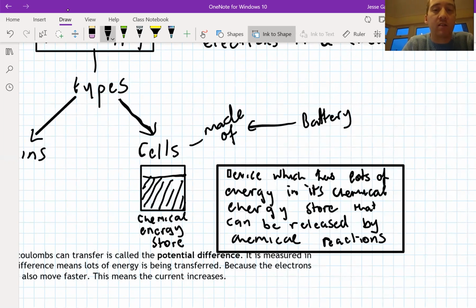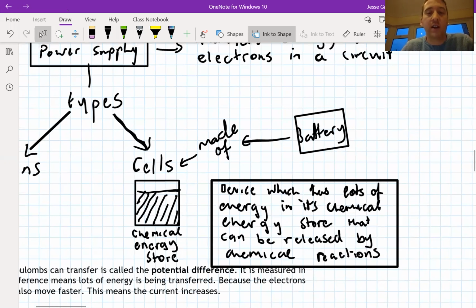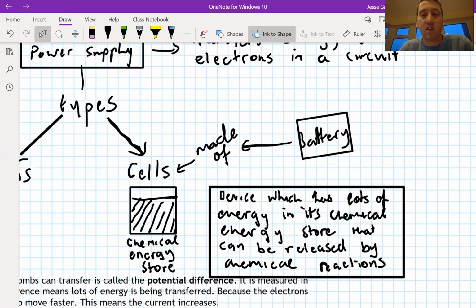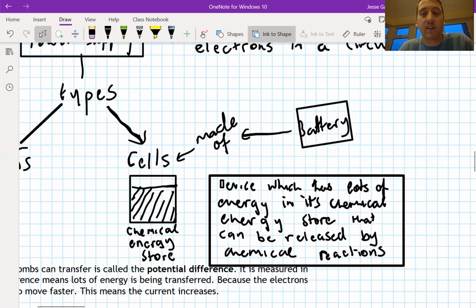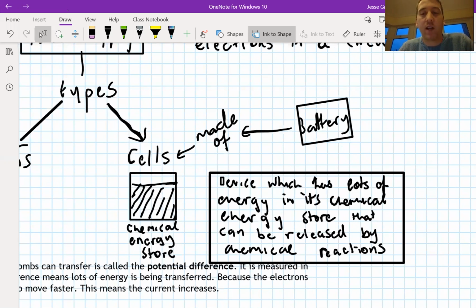So it's made of cells. So batteries are made of cells. So a battery itself is two cells or more. A cell, though, is a special device which has lots of energy in its chemical energy store that can be released by chemical reactions. You put a few cells together, you make a battery. Okay.